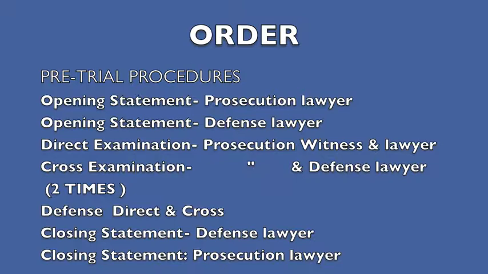opening statement. After the 2 opening statements, the prosecution side is able to proceed with the direct examination, which involves the prosecution witness and the lawyer. After each direct examination, there is a cross-examination by the opponent's lawyer, in this case the defense lawyer. This is repeated 2 more times because there are 3 total witnesses, thus 3 total direct examinations. After the prosecution's direct examination, there is a defense's direct examination. So this procedure repeats again for the defense side.